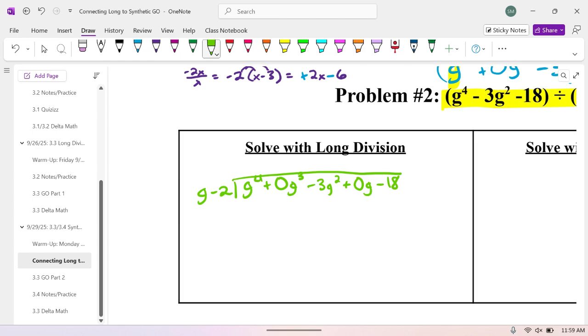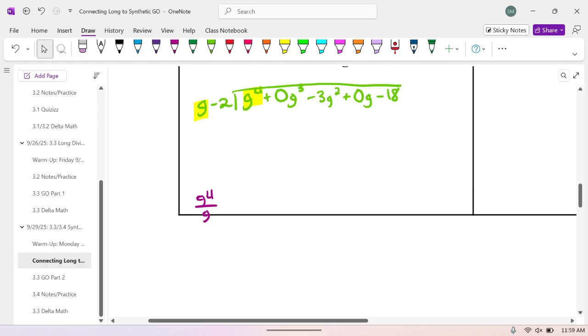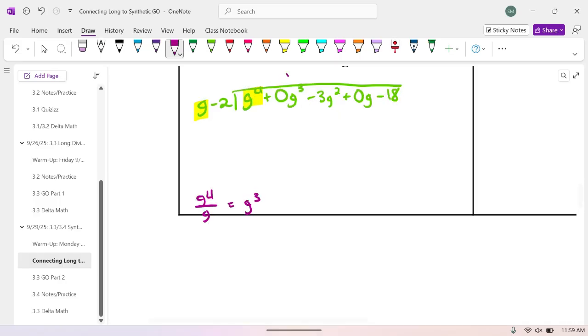All right, so Julian, what's my first step for solving this? Divide g to the 4th by g. So we're going to do g to the 4th divided by g. Good. Use your divisor. You would multiply that into your divisor, which is g minus 2. You would get negative g to the 4th plus 2g to the 3rd. So g to the fourth minus 2g to the third, and then you flip the signs already.